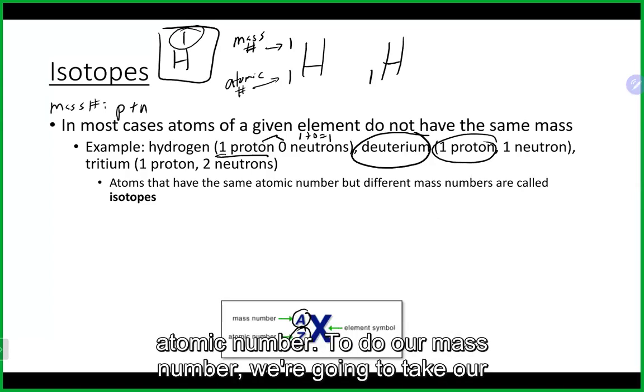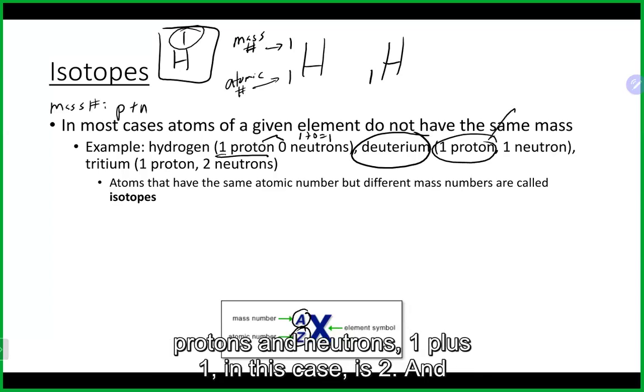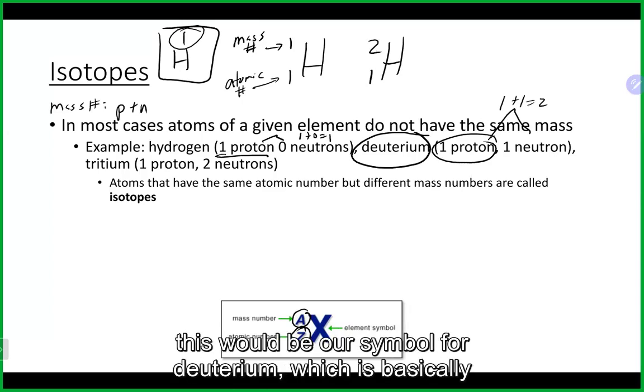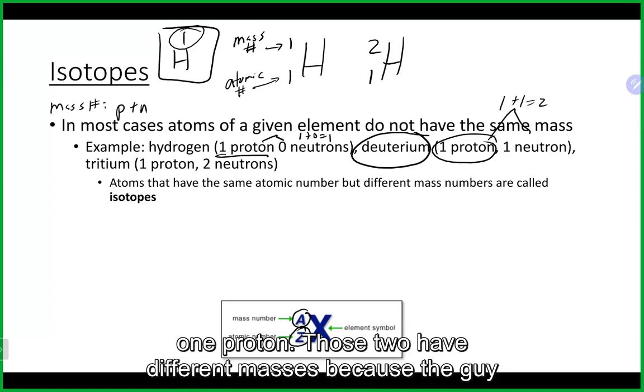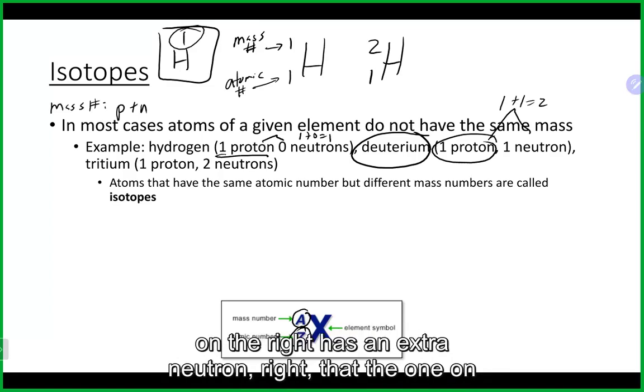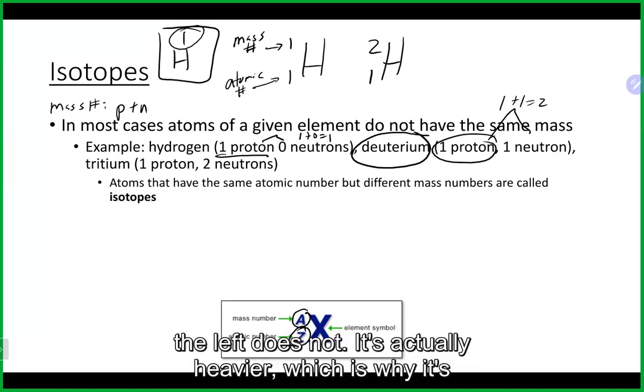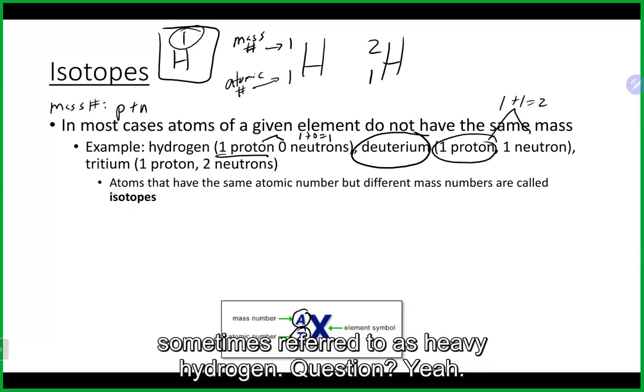And we could do our atomic number. To do our mass number, we're going to take our protons and neutrons. 1 plus 1 in this case is 2. And this would be our symbol for deuterium, which is basically still hydrogen, and it's still hydrogen because it has 1 proton. Those two have different masses because the one on the right has an extra neutron that the one on the left does not. It's actually heavier, which is why it's sometimes referred to as heavy hydrogen.